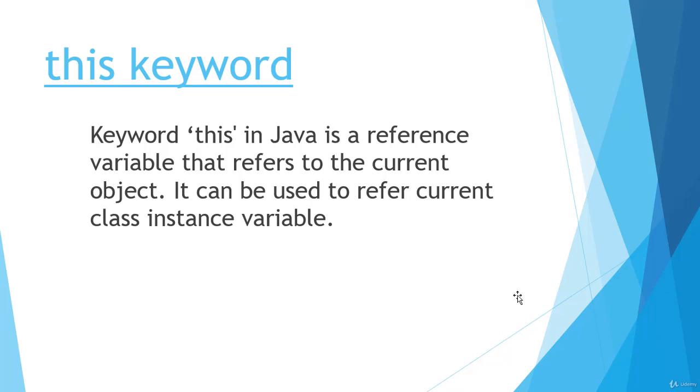For example, we have a method in the class, and in the parameter of the method we have a variable a, and there is an instance variable in the class that is also a. So how can you differentiate between them? To differentiate between them, we use the this keyword. We will discuss it in our NetBeans.